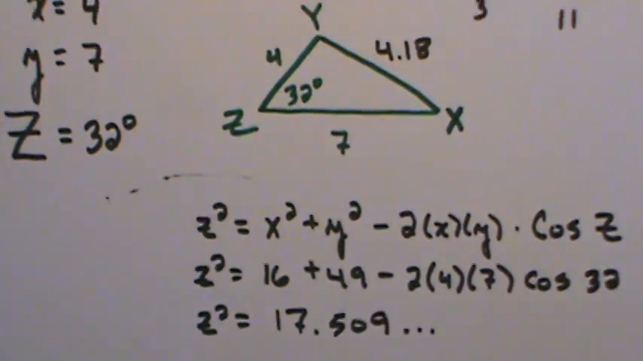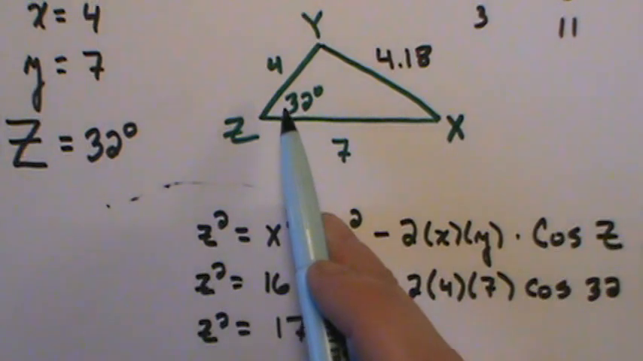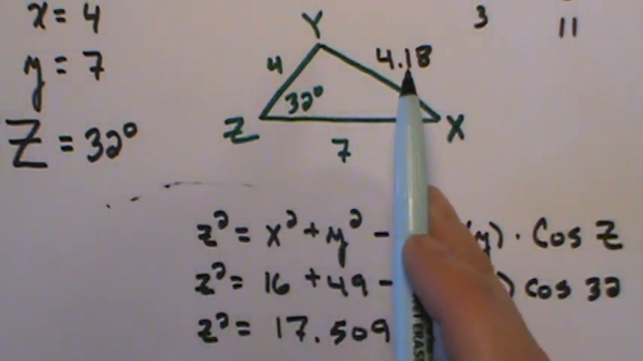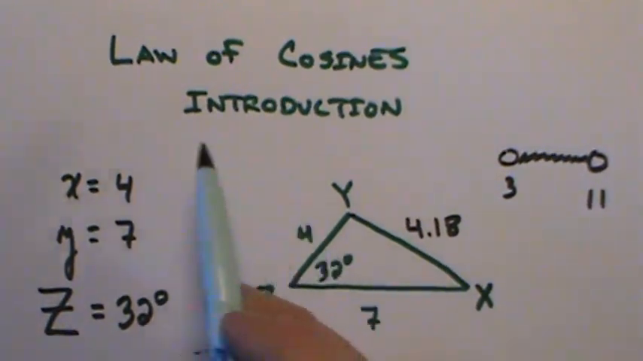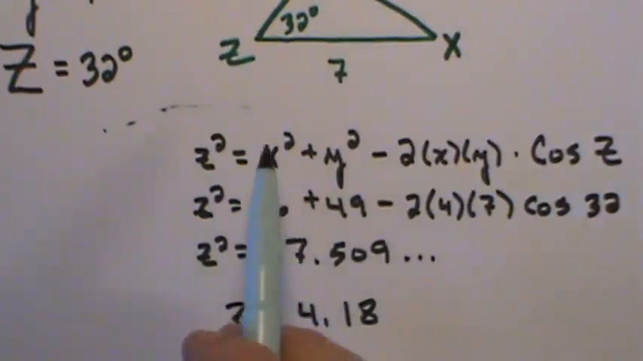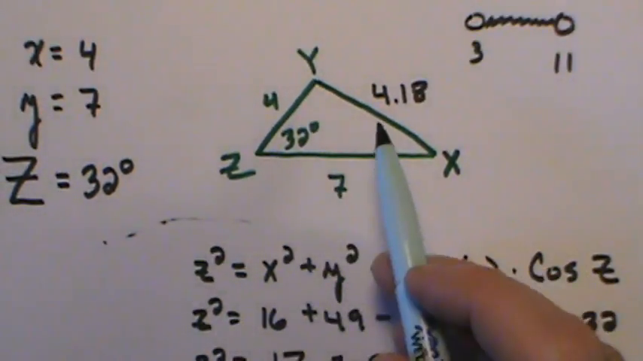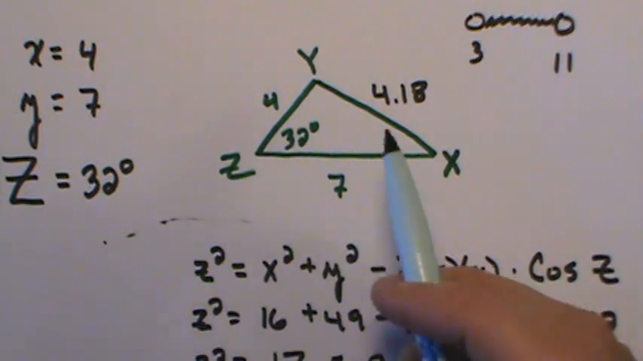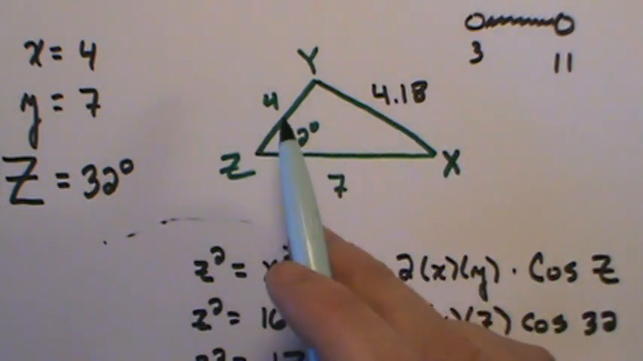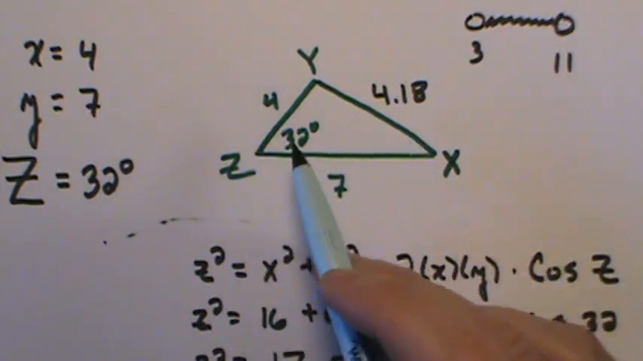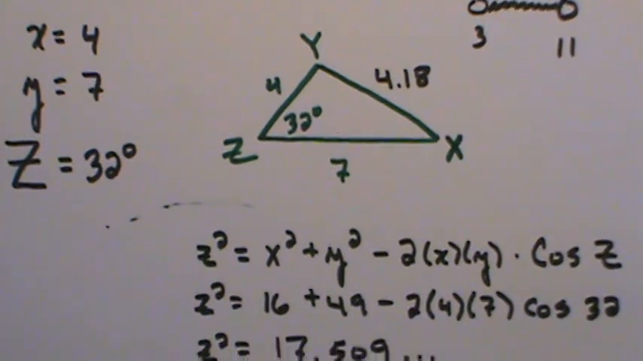Now, if I wanted to solve the rest of the triangle, once I have this angle, which was given to me, and this side, that sets up the law of sines. I don't have to use this elongated formula. And so then I could do, say I'm looking for the angle x there, sine of x over 4 is equal to the sine of 32 over 4.18. In fact, I'm actually going to do that here to show you how to do it.